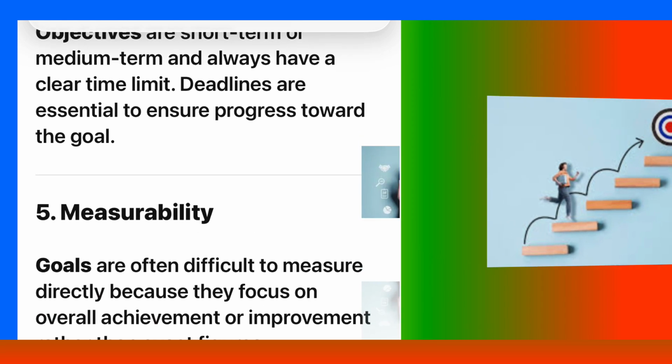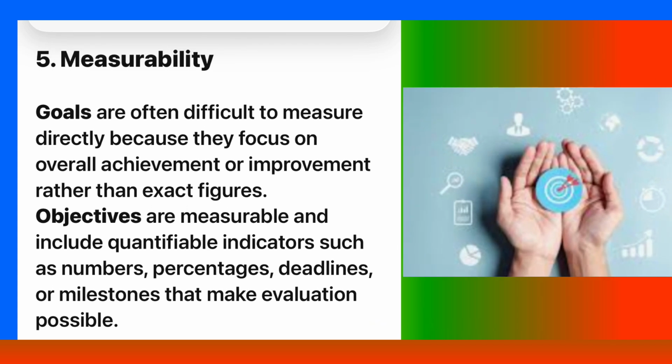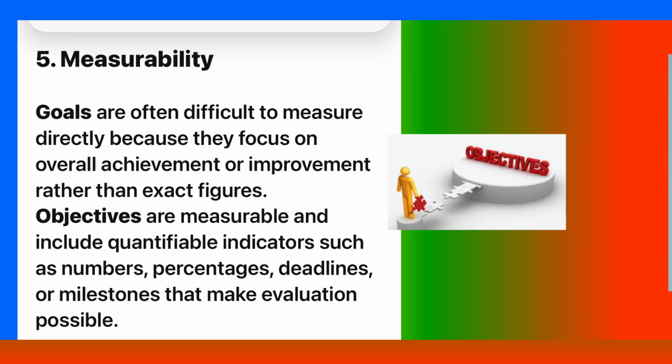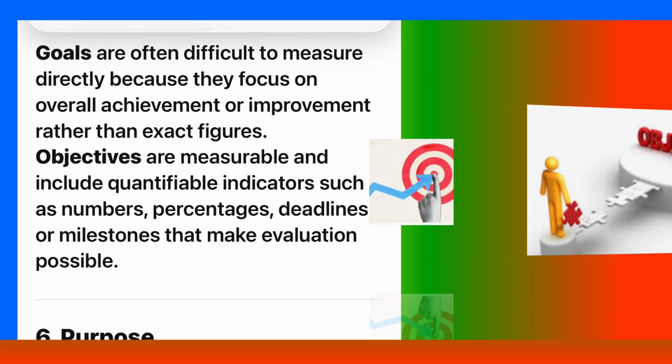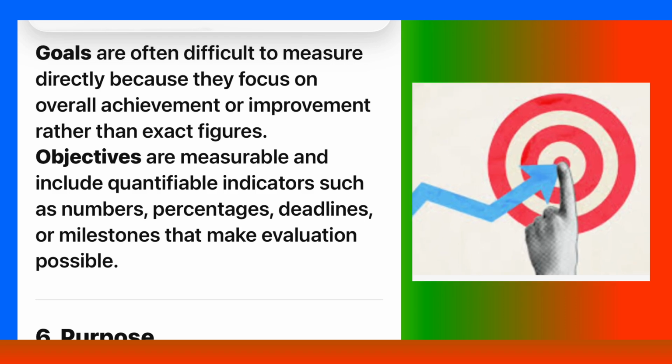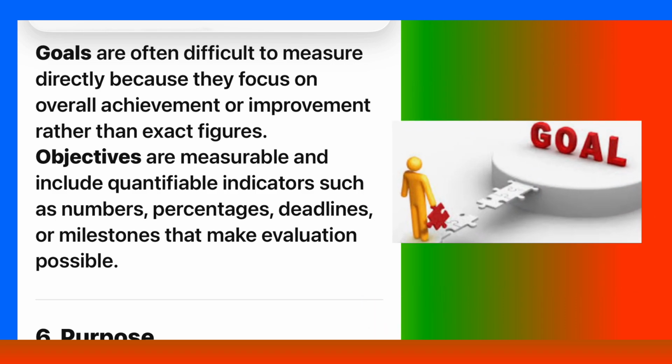5. Measurability. Goals are often difficult to measure directly because they focus on overall achievement or improvement rather than exact figures. Objectives are measurable and include quantifiable indicators such as numbers, percentages, deadlines, or milestones that make evaluation possible.